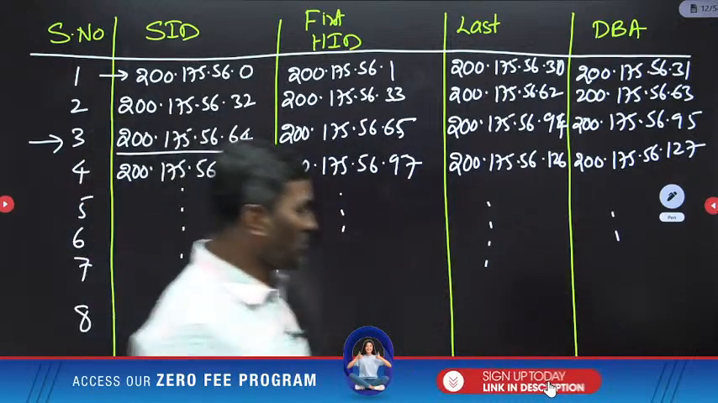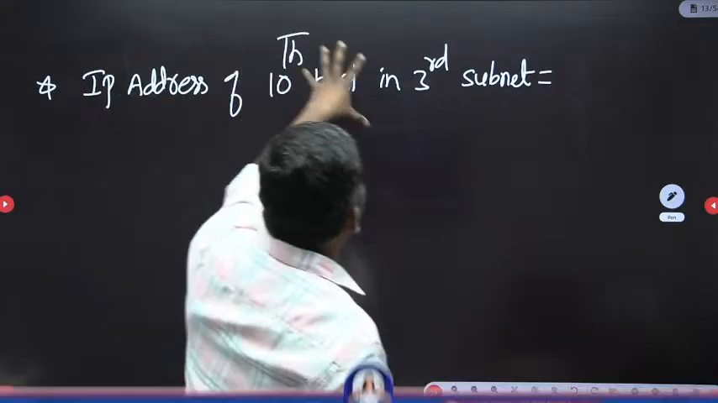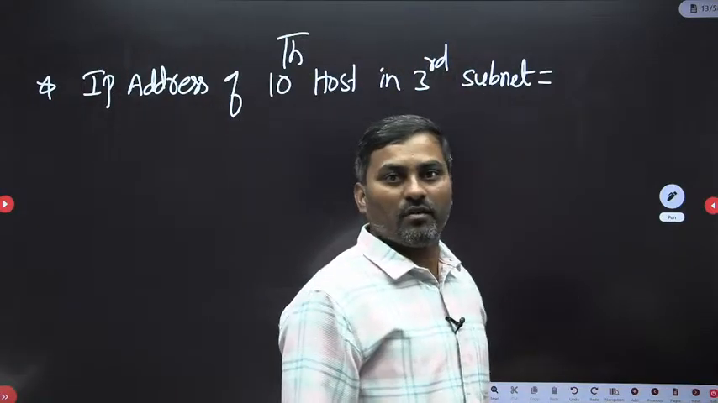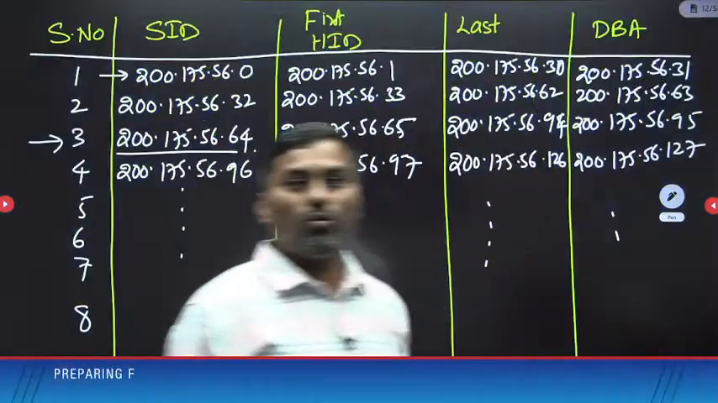Now what was this question? What is the answer of this question? The IP address of the 10th host in the third subnet.